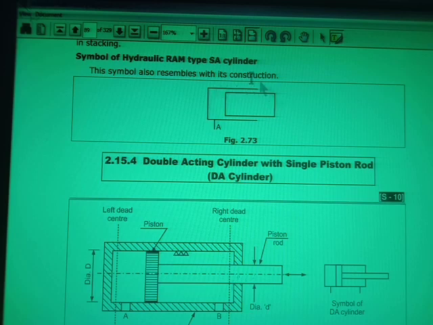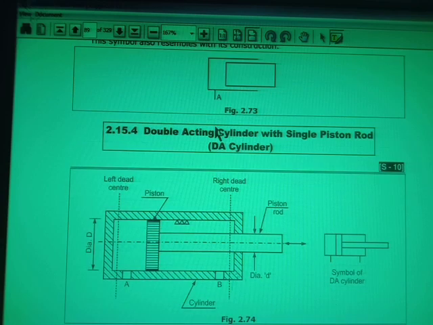And this is the symbol of the hydraulic ram. What you can see here is that only the cylinder is shown, and there is no separate piston and piston rod. Both are shown on the same diameter, and only one port is shown. So this is the hydraulic ram, single acting.